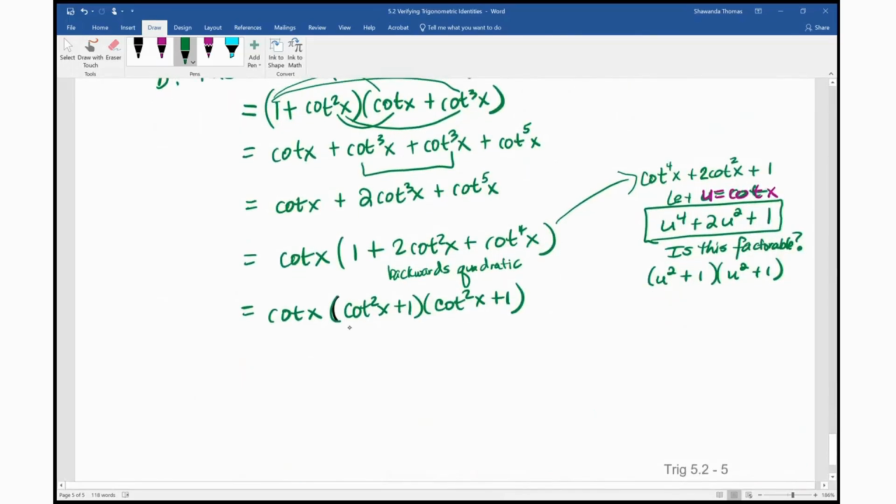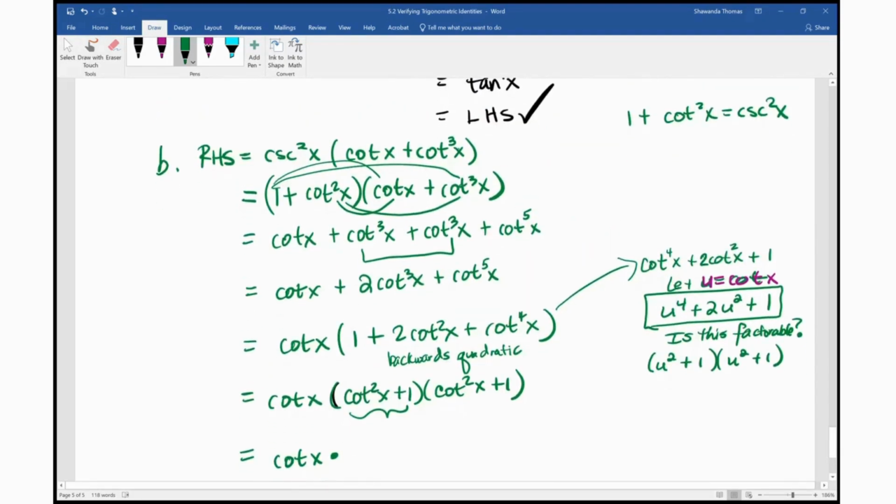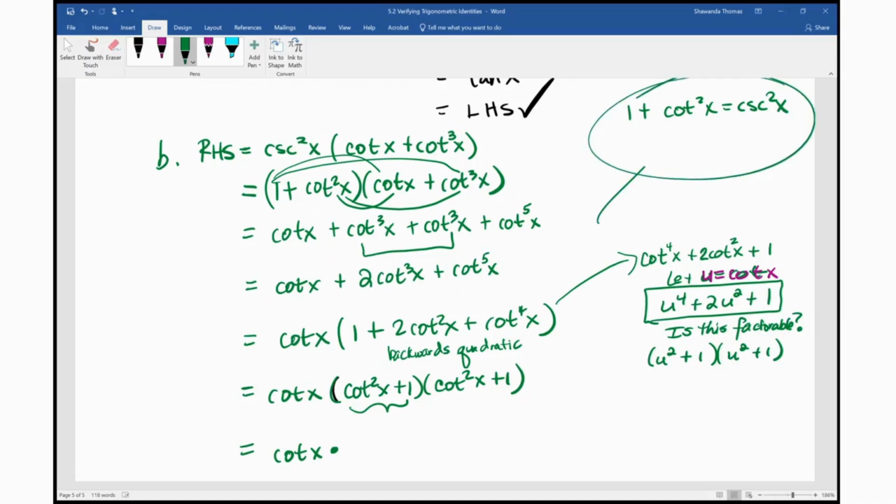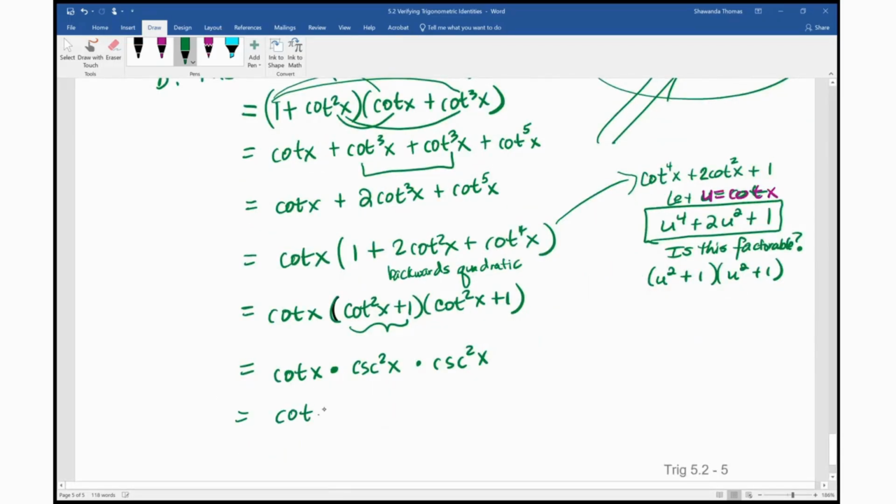And what do we know that cotangent squared of x plus 1 is equal to, according to our identities? Cosecant squared x. Yep. We put it right here, at the top over here. We already have written that cosecant squared x is equal to 1 plus cotangent squared x. So cosecant squared x times another cosecant squared x will give us cosecant to the fourth power of x, which is equivalent to the right-hand side.